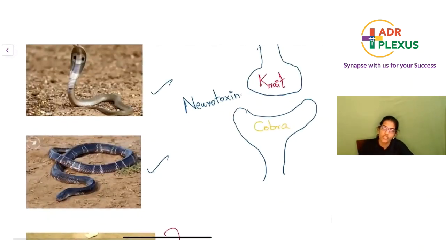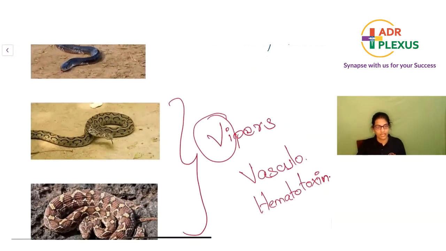Whereas the neurotoxin ones will present first with ptosis. He will have a half-closed eye like this. Whenever you ask him to raise his eyes, he will try to raise them like this. His frontalis muscles will be working hard rather than his eyes opening per se. So that's neurotoxin and we have the vasculotoxin.